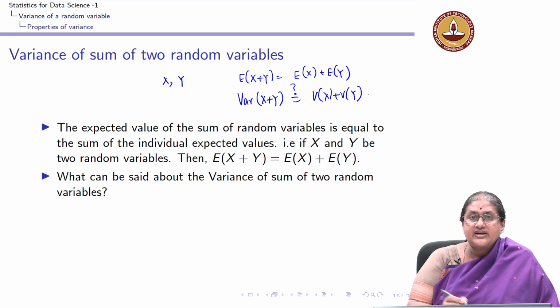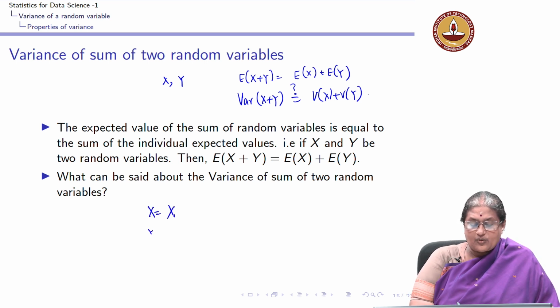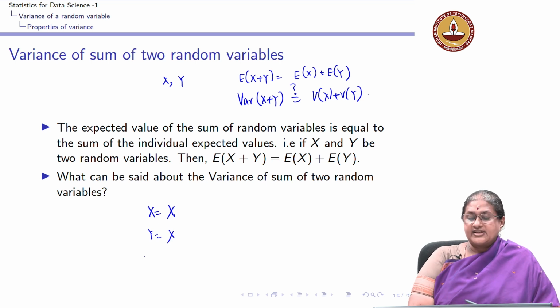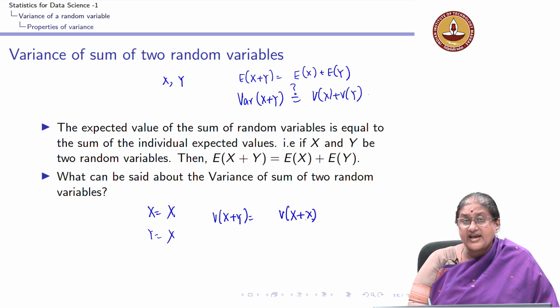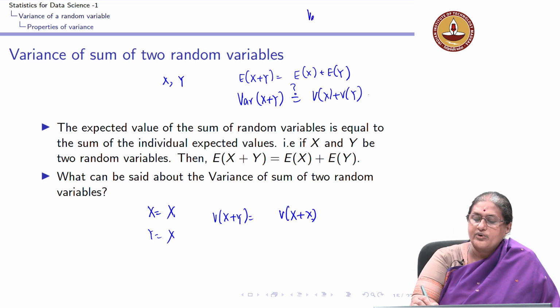Now let's look at the following case. Let X be equal to X and Y also be equal to X. Then I know the variance of X plus Y is nothing but the variance of X plus X. Let me write the variance of X and the variance of X.